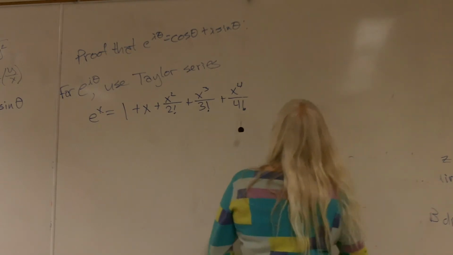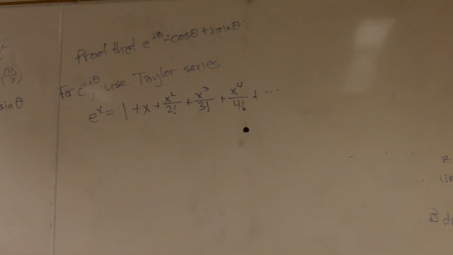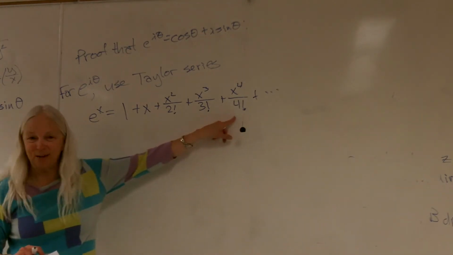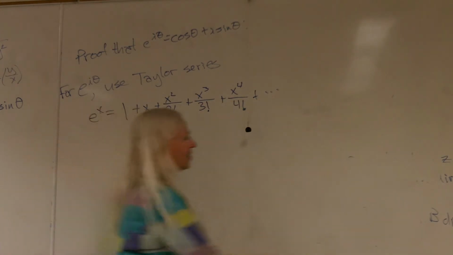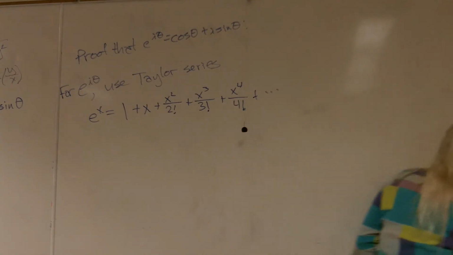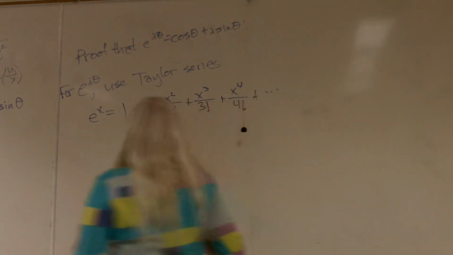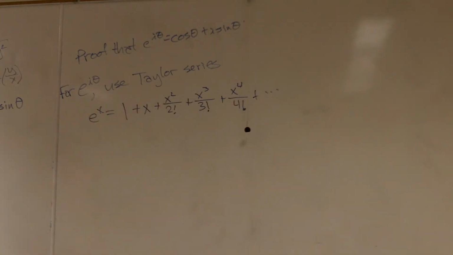Hey, this is an infinite series. The next term would be x to the 5th over 5 factorial and so forth. Everybody know what I mean by factorial? 4 factorial, for example, is 4 times 3 times 2 times 1. So this is the Taylor series for the function e to the x. It's an infinite series. You can write a Taylor series for any function you want. You'll learn how to do that in math class at some point.